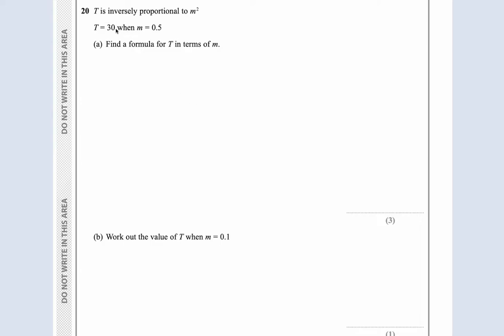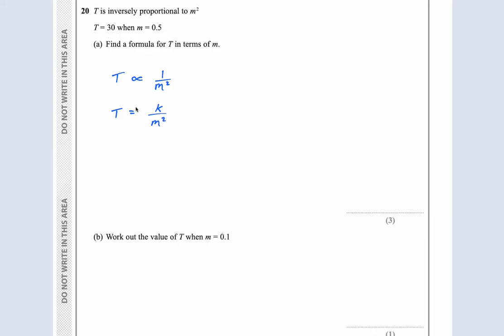Question 20. T is inversely proportional to m squared. Find a formula for T in terms of m. Okay, so inversely proportional to m squared. That means T is proportional to 1 over m squared. That's the proportional symbol. You can actually skip this step and go straight to T equals k over m squared, if you prefer. The m squared is at the bottom because it's inversely proportional, so we put it at the bottom.